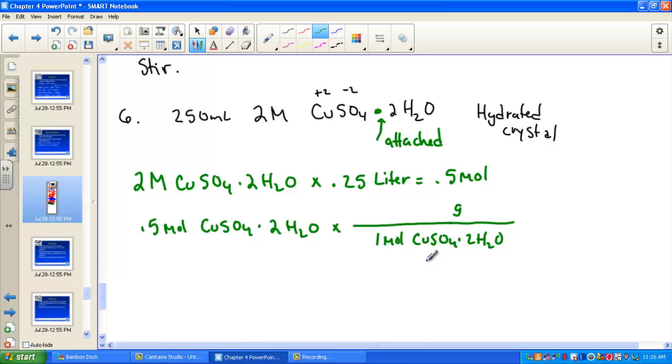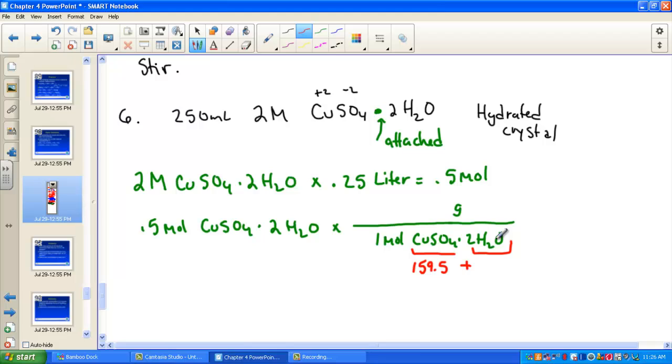CuSO4. Now copper 2 sulfate, copper is 63.5 plus the sulfur at 32 plus 16 times 4. I get this particular part of the compound, that molar mass is 159.5, but there are water units as well. There's 2 of them. So I have 2 waters.